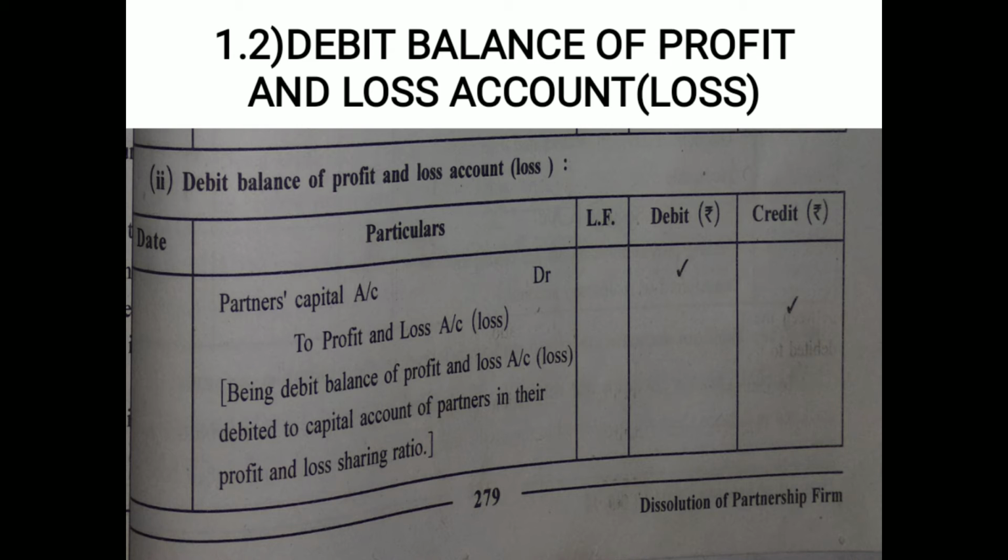Obviously, if the amount of profit is given to the partners, the amount of loss also is to be written off among partners' capital accounts. So in case of loss, partners' capital account is to be debited, and profit and loss account is to be credited, which is basically loss. And thus the profit and loss account, the loss, is closed. Being debit balance of profit and loss account is debited to capital account of partners in their profit and loss sharing ratio. Fine, then let us see which is the next topic.